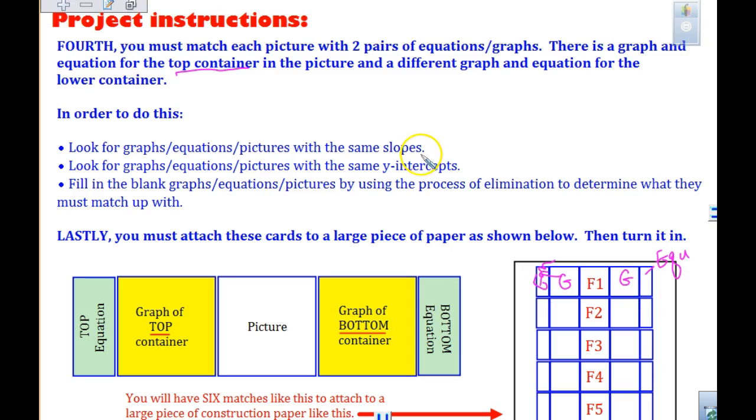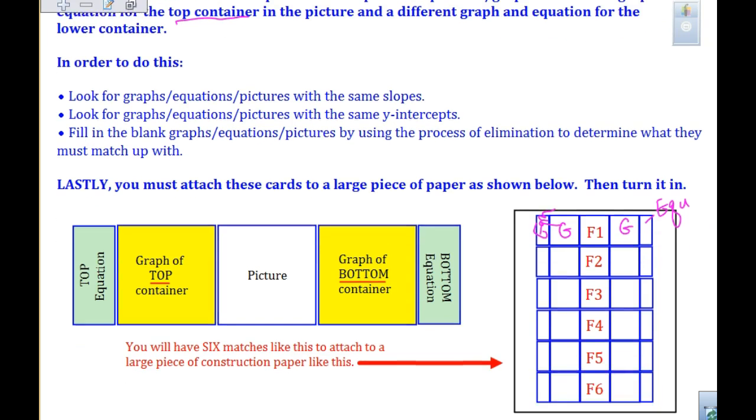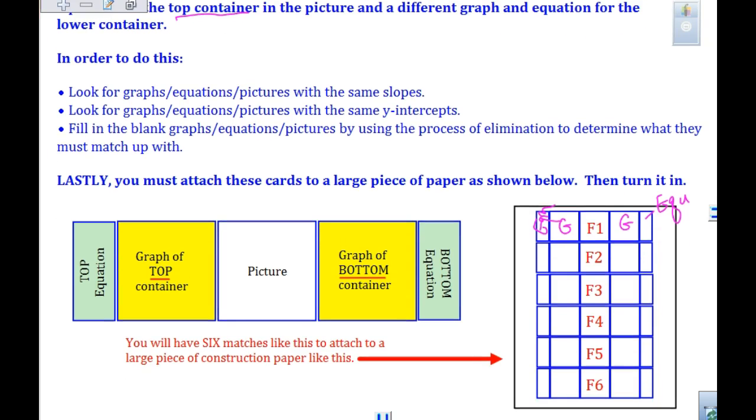Look for the ones with the same slopes. Then look for the ones that have the same y-intercepts. You'll fill in the blank pictures and the blank graphs. Lastly, you must attach all these cards in this order, where it will be equation, graph at the top, picture, graph at the bottom, another equation. So your whole project ends up looking kind of like this, depending on which way you look.